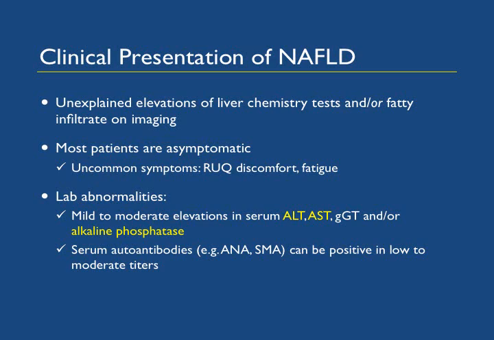Another important feature is that some of these patients can have serum autoantibodies, specifically antinuclear antibody or smooth muscle antibody, which can be positive in low to moderate titers. So if you have a patient with mild elevations of aminotransferases, a positive ANA, and a fatty liver on imaging, we should not be thinking about autoimmune hepatitis just because their ANA is positive. They most likely have NAFLD.